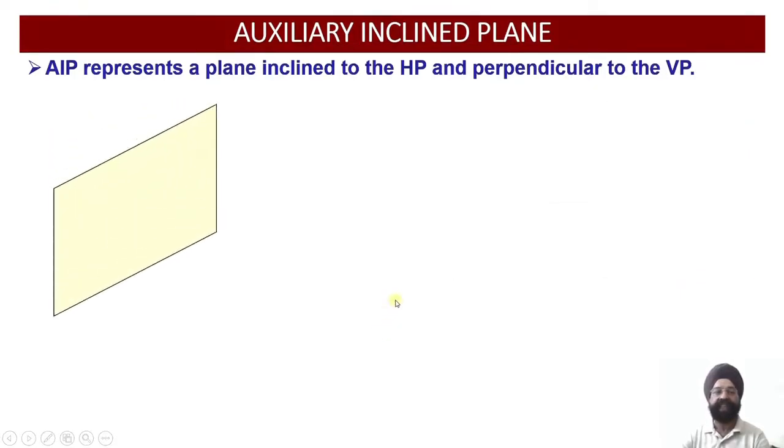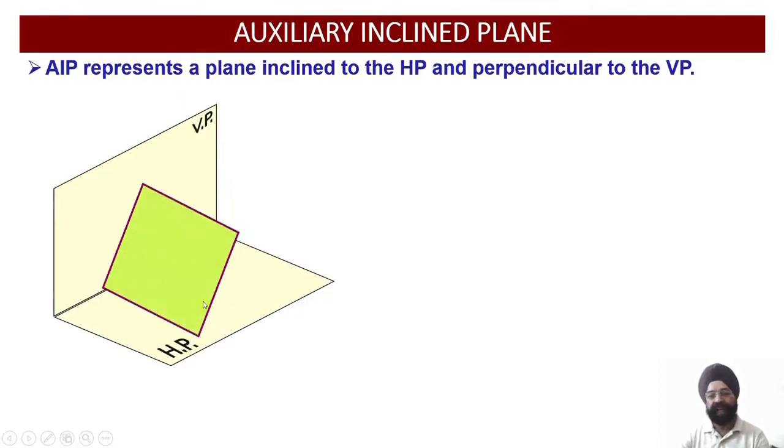So here you can see once again, the AIP is represented as an inclined plane. As you look from the front view, it will appear as a single straight line. We call that single straight line the edge view of the auxiliary inclined plane.